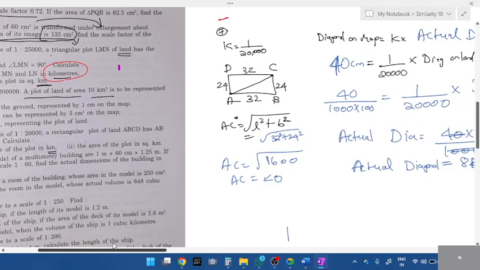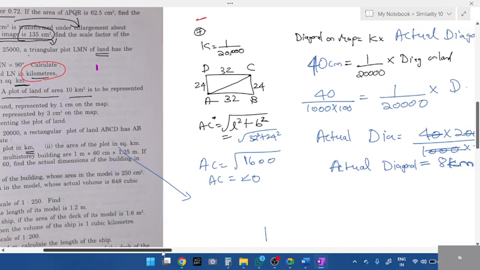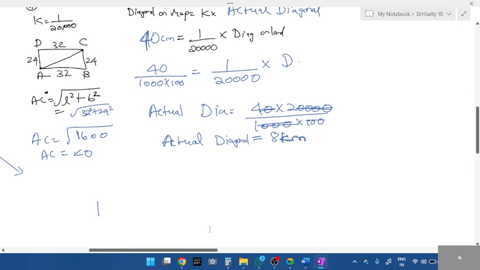What is the second part? The area. What is asked? Area of the plot in square. If you want to find the actual area, students, what is the formula? Area on map is equal to k or k square. Respond. K square into actual area, right? That's it.